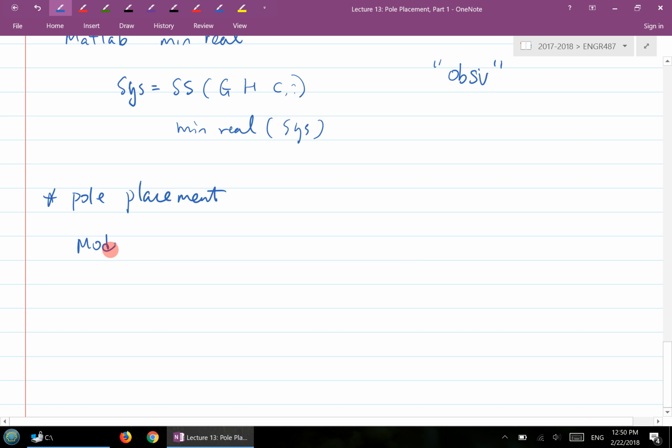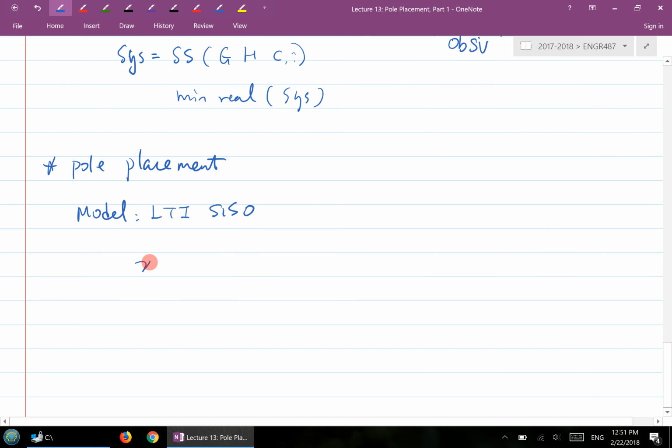We're going to focus on the LTI SISO model, linear time invariant, single input, single output. And the general state space model we're going to use, of course, is the same as before.